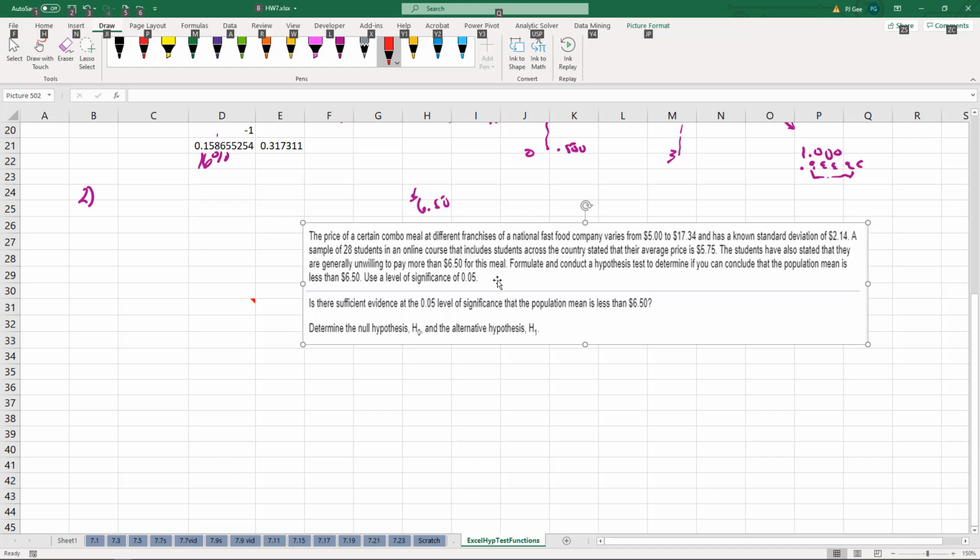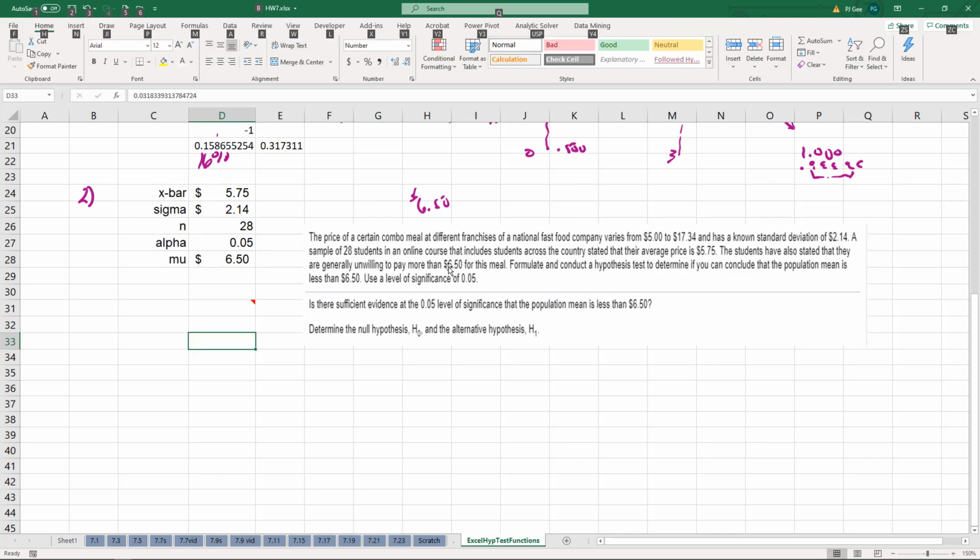alpha equal to 5. Okay, so this is something that's probably a real world problem. We're looking at a restaurant chain. Are students going to come and eat here? Okay, so what I'm going to do is drop these numbers into a table here. Okay, so there I've dropped in the key numbers. The sample average was 575. The population sigma was $2.14.